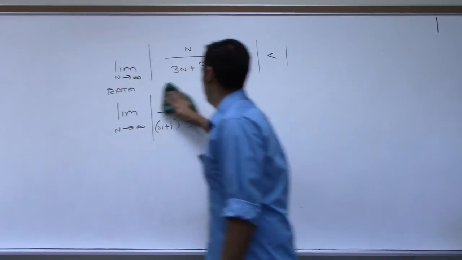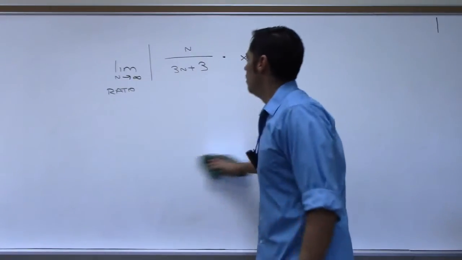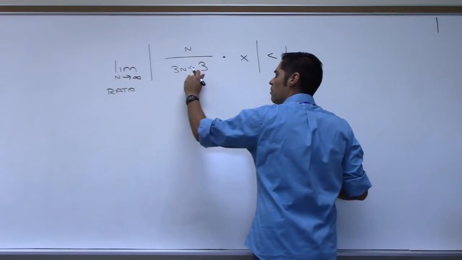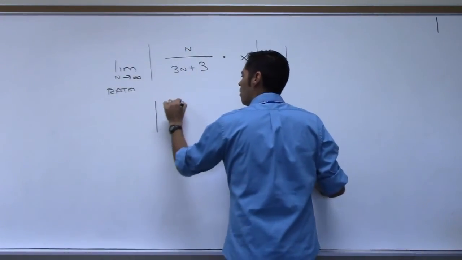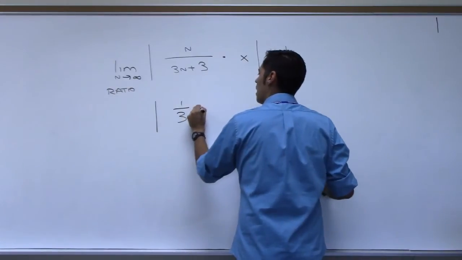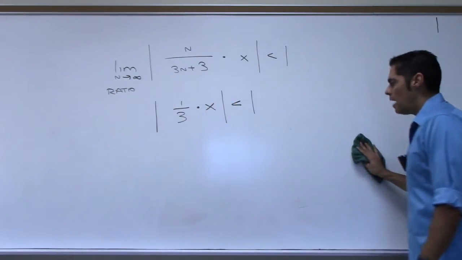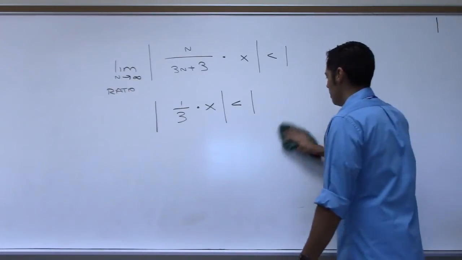So what happens as n goes to infinity now? Well, as n goes to infinity, we get infinity over infinity. So if we do L'Hopital one time, what we're going to get is 1/3 times x needs to be less than 1. So finally, we have something that's a little different.